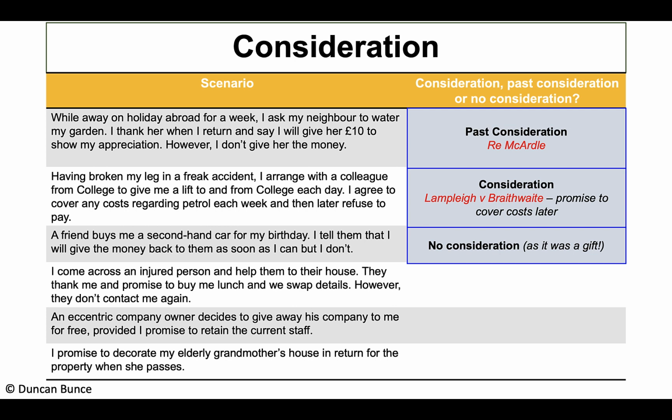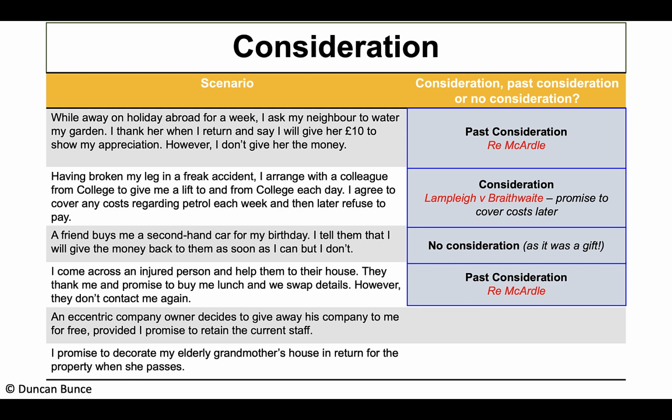Fourthly, I come across an injured person and help them to their house. They thank me and promise to buy me lunch, and we swap details. However, they don't contact me again. This again is past consideration, because you've helped that person, you've performed that action. Then, at which point they provide a promise. It may be verbal. Verbal contracts still stand just as written ones do, although of course they're harder to prove, aren't they? The promise is made to buy lunch and such. What are you putting fresh into the contract? You've already helped them. There's nothing else there.